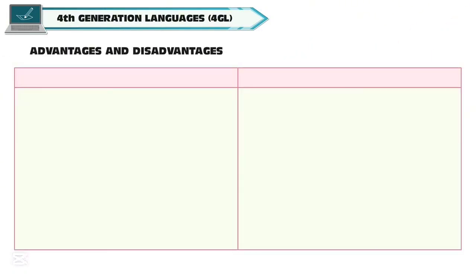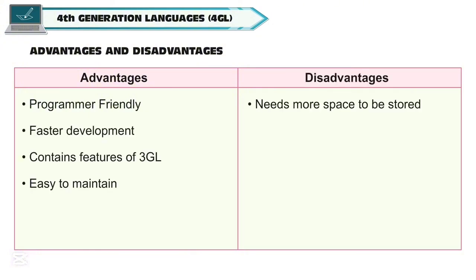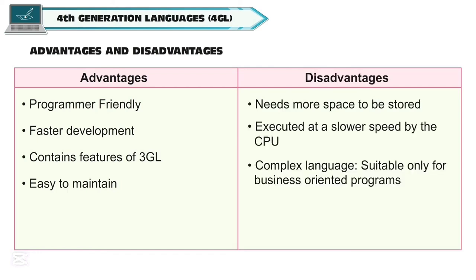Advantages and disadvantages of fourth-generation languages are: advantages are programmer-friendly, faster development, contains features of 3GL, easy to maintain. Disadvantages are needs more space to be stored, executed at a slower speed by the CPU, complex language, suitable only for business-oriented programs.